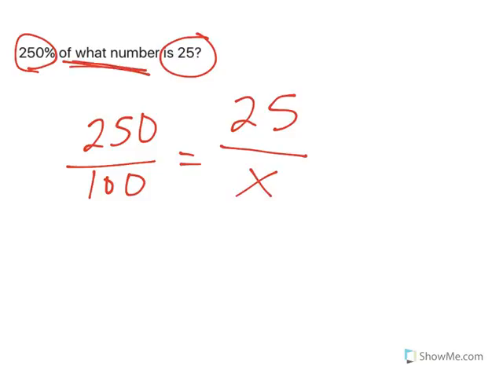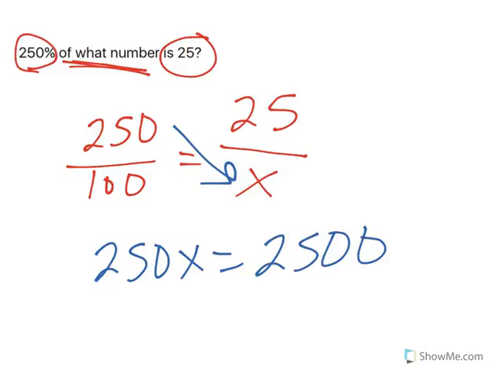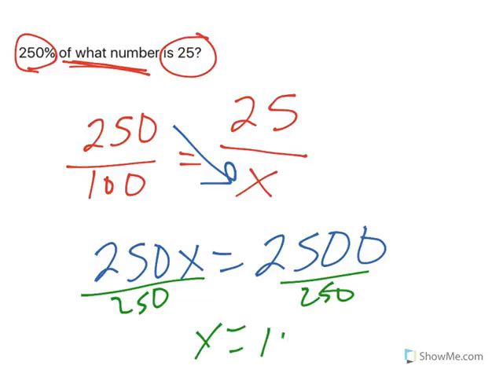And you can see if you just look at this, 250 is bigger than 100, so 25 should be bigger than whatever number is beneath it, right? Just kind of thinking through that kind of thing. So when I cross multiply, 250x equals 2,500. Divide both sides by 250, and x equals 10.